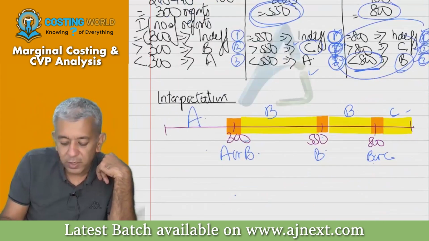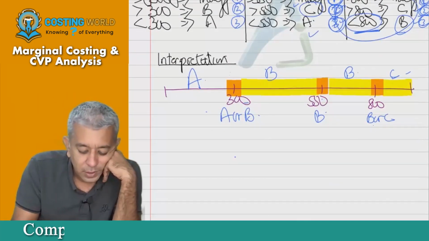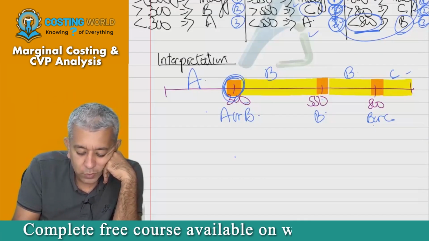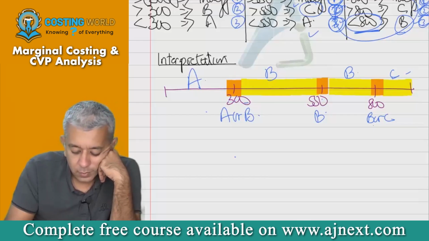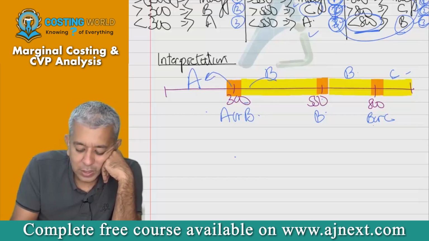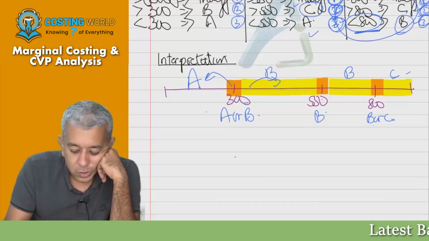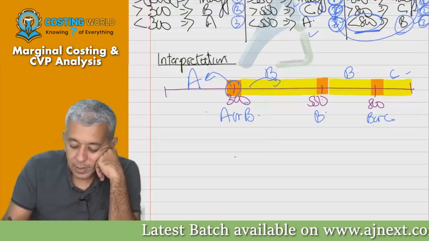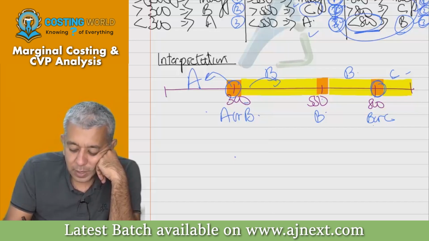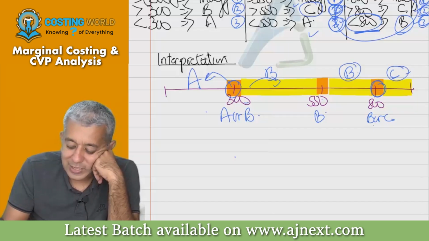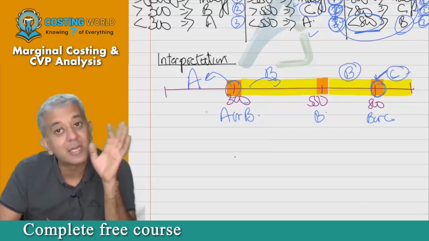Sir, how will we know it? You know it by the diagram also. See, if you see this orange part over here, on this side A is better, on this side B is better. So this is the indifference point. If you see over here, beta, B is better. On the other side C is better. So therefore this orange one is the indifference point.